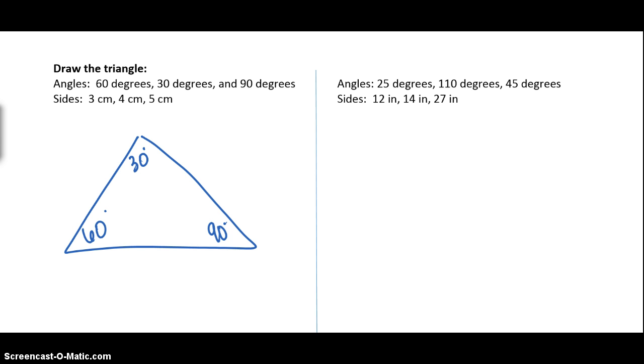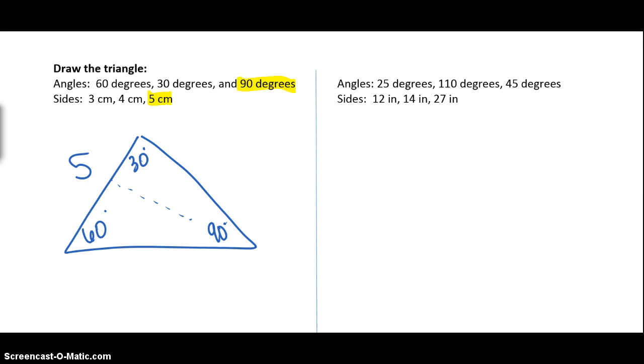Now let's think about this. Across from the largest angle is the largest side. What's our largest angle? 90, right? Ooh, let me change that. There we go. 90. What's our largest side? 5. Those should go together. So across from 90 should be a 5. So the side must be 5.